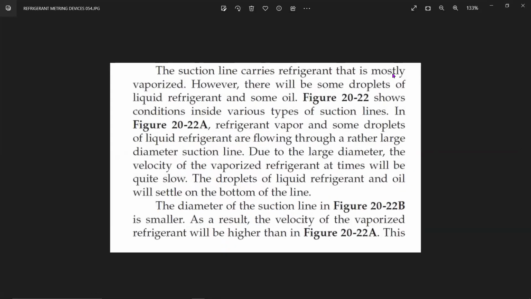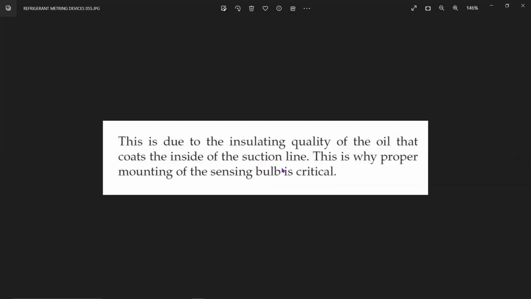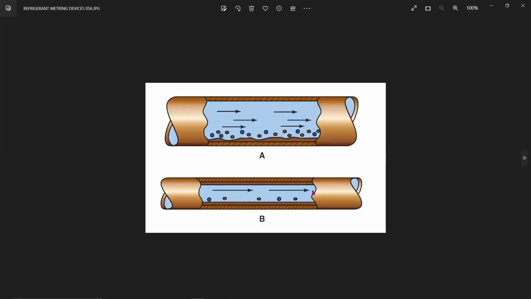Okay, the suction line has refrigerant that is mostly vaporized, with some oil basically there. The diameter of the suction line is smaller. As a result, the velocity of the vaporized refrigerant will be higher, and this is due to the insulating quality of the oil that is inside the suction line. That is why proper mounting of the sensing bulb is critical. So if it is smaller, there will always be insulation here. The suction line is small, so it insulates, because the oil is going to go on both sides since the velocity is higher. So the oil is going to coat all the sides. So oil is always going to insulate.